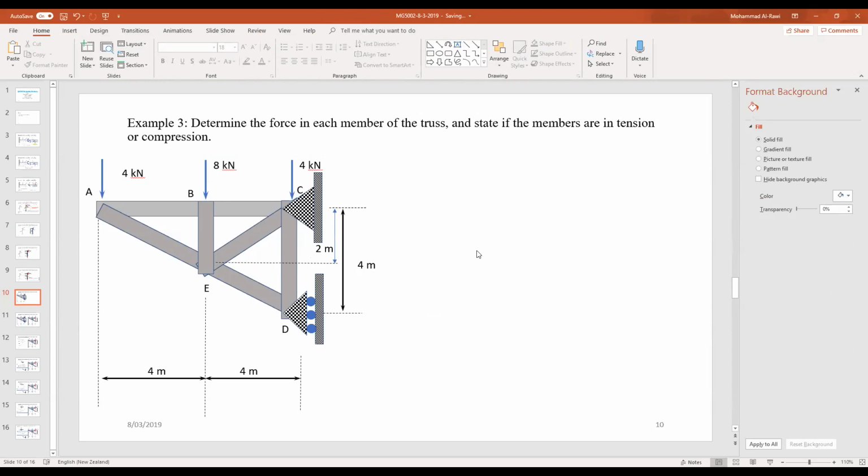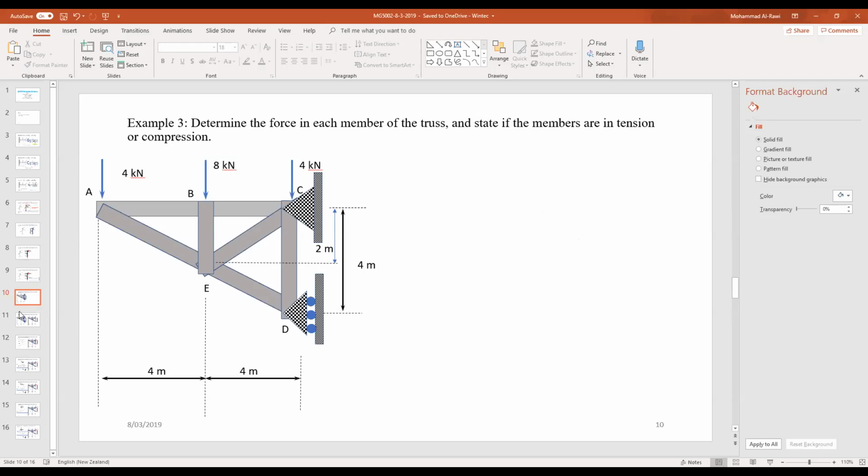Right, so this is a very good example because it will test how we can apply both theories, concurrent and non-concurrent forces. Non-concurrent forces can be used for finding the support reactions, and concurrent forces can be used to find the forces on each member using the joint method. And there is also the section method, which we will talk about at some stage.